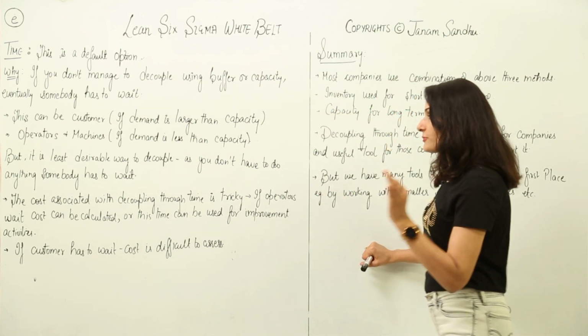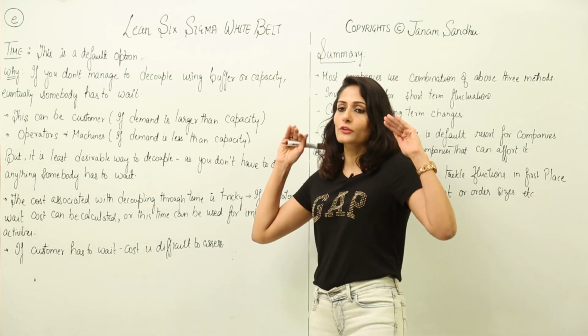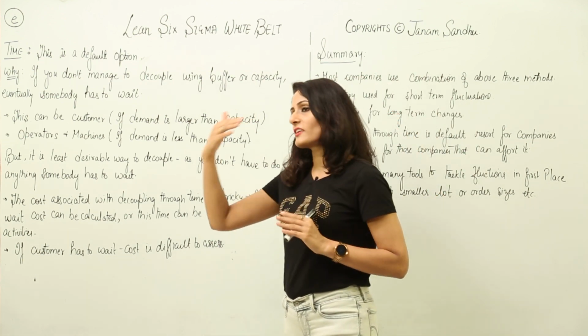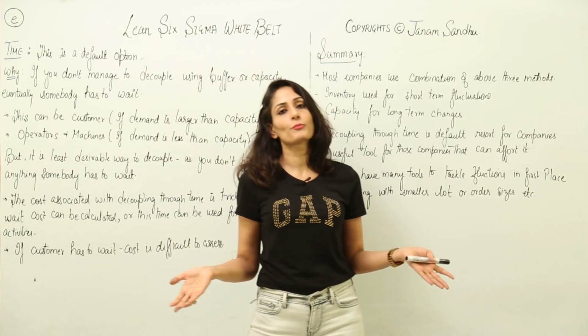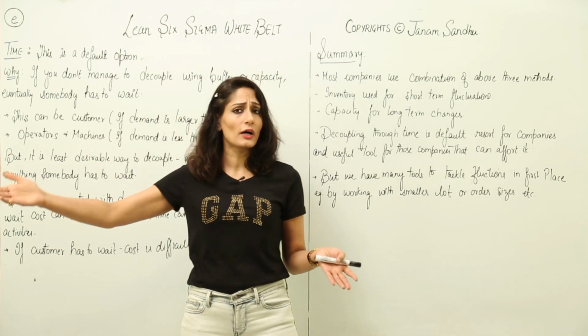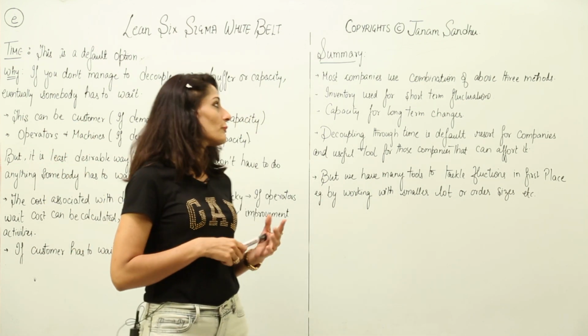But if the customer has to wait, this cost cannot be calculated, because the customer can easily go. Now the markets are actually flooded with products, so they can easily go to another person who has the product, and they will take the product from there.